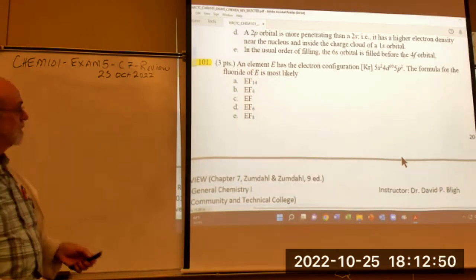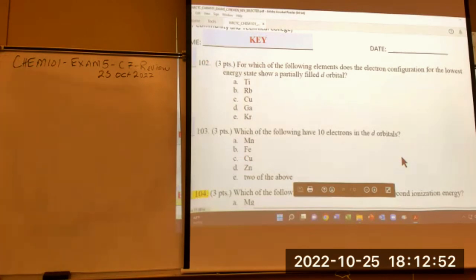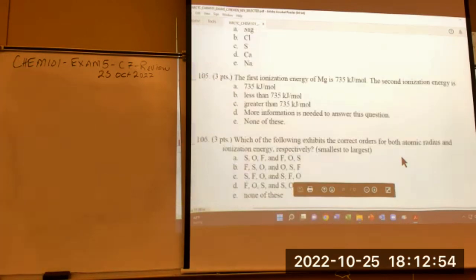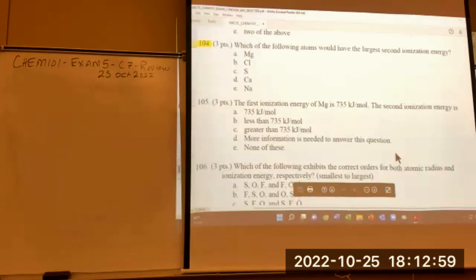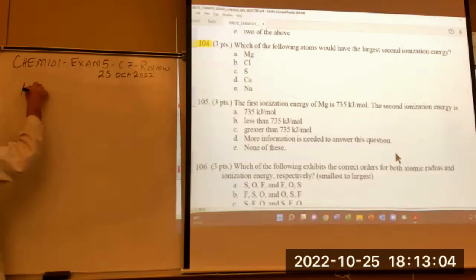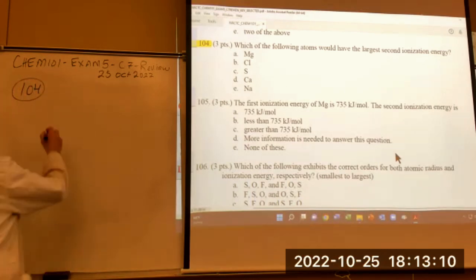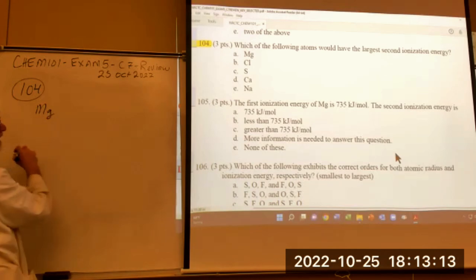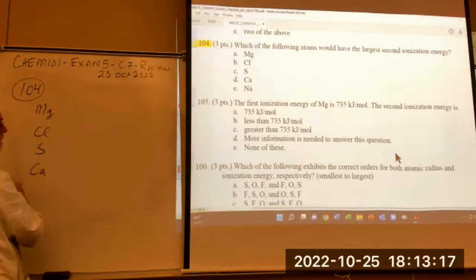All right, 101, 104. Got to scroll. There we go. 104. Which of the following atoms would have the largest second ionization energy? Okay. Magnesium, chlorine, sulfur, calcium, and sodium. Okay.